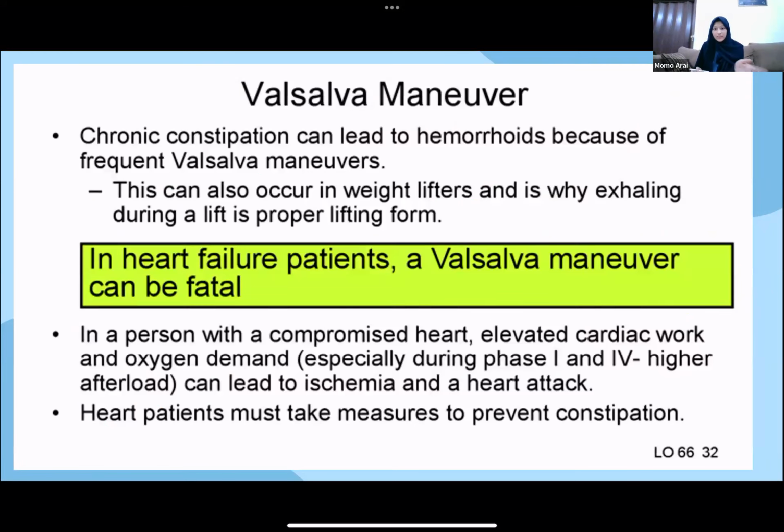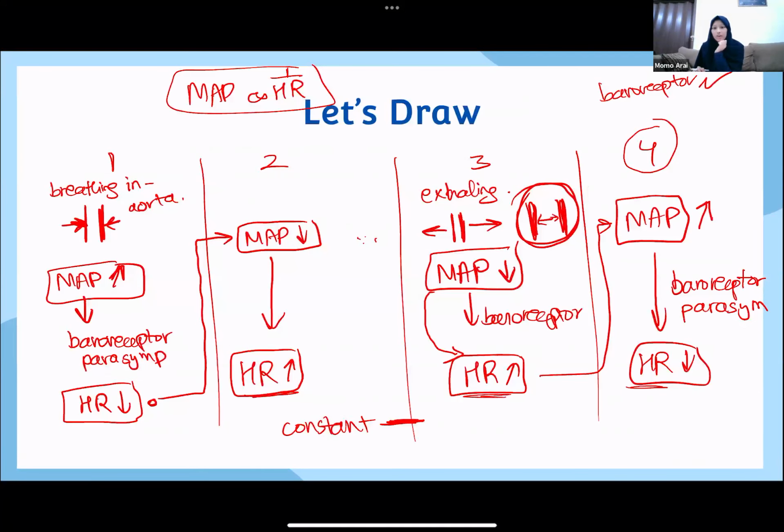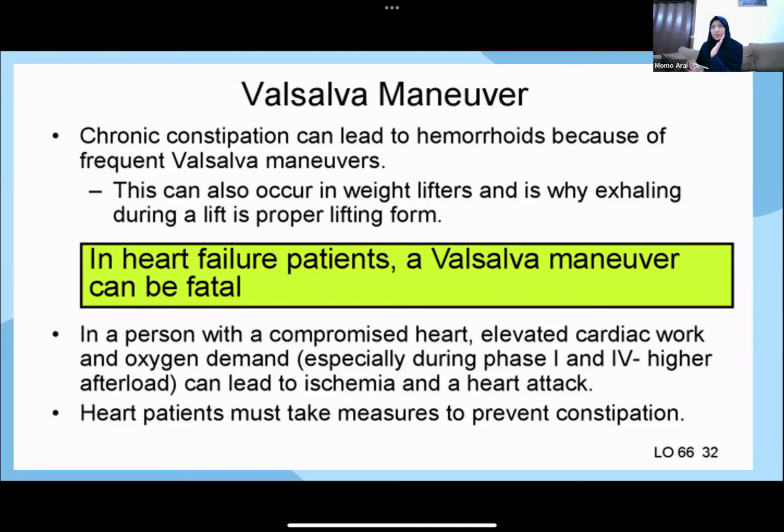Is everything clear up to this point? This is the last slide on Valsalva maneuver, by the way, so it's good if you got that. Okay, I hope that's clear. I'll keep this when I send it to you in case it helps. And we'll move on to the Valsalva maneuver in heart failure.